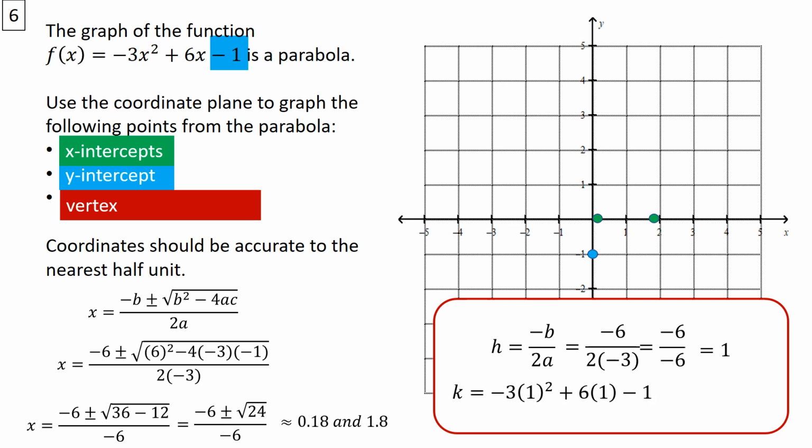To find the k, we just plug in that 1 we found in for x. So -3 times 1 squared plus 6 times 1 minus 1. And that's going to give us 2. That's my y coordinate. So 1, 2, that's going to be the ordered pair for my vertex. Now we could draw our parabola through that if we wanted to, but there could be some graphing problems on the end of course test that don't want you to draw the whole picture, just want a few key points like this.